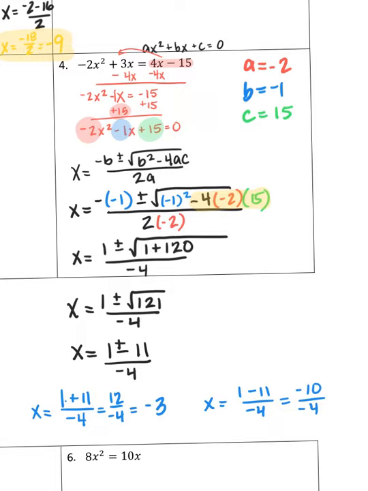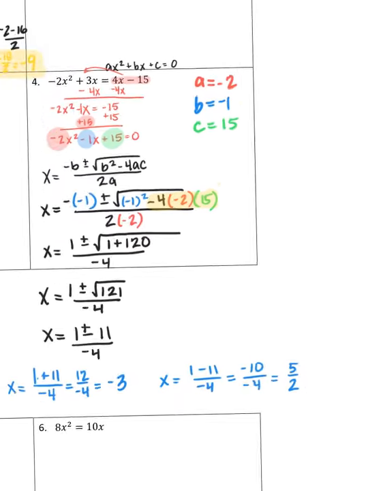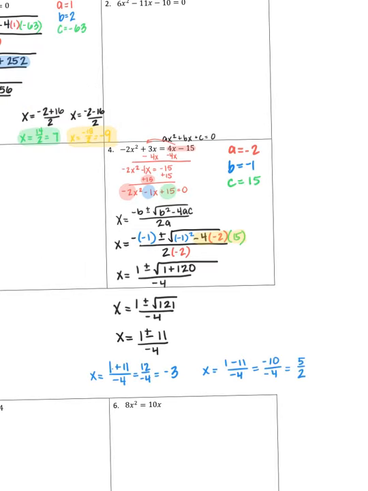over negative 4. And I'm going to leave it as a fraction, but I can reduce it. And I get 5 over 2. And those are my answers. X equals negative 3. And x equals 5 over 2. Okay.